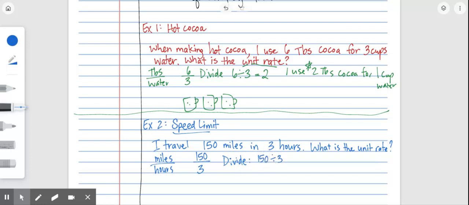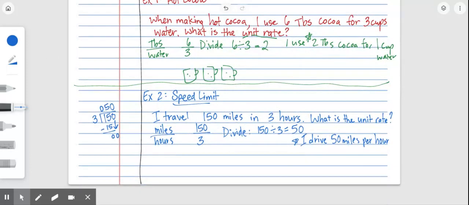Now, I don't know that off the top of my head, so I'm going to do some math over here. 150 divided by 3. 3 doesn't go into 1. 3 goes into 15 5 times. I have 0 left over. 3 goes into 0 0 times. So that's going to equal 50. So the answer is, I drive 50 miles per hour, okay, or 50 miles in 1 hour. Okay, so that's my answer right here. And I did it by dividing. That's literally all I'm doing, is I'm dividing.